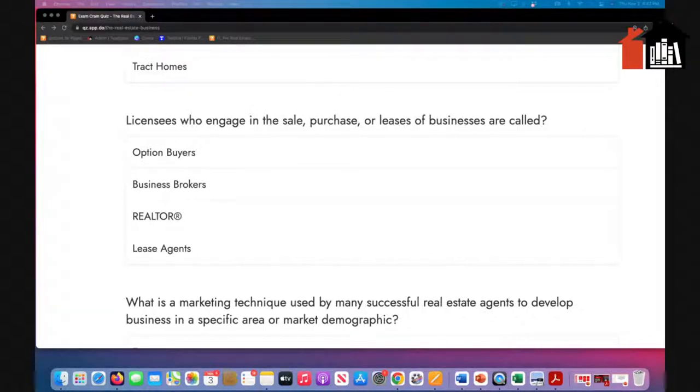We technically are not realtors just because we're licensed. Does that make sense? If this question were to come up, we would hope you would be realtors, but to be a realtor, you have to be a member of the National Association of Realtors and your local board. In this case, it's going to be business brokers. Licensees who engage in the sale, purchase, or leases of businesses are called business brokers. Everybody good with that one?